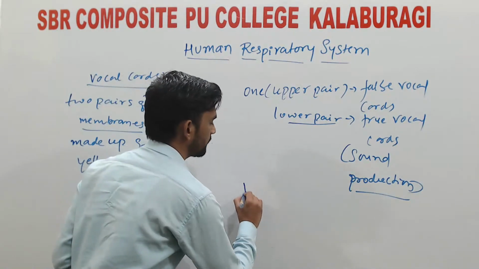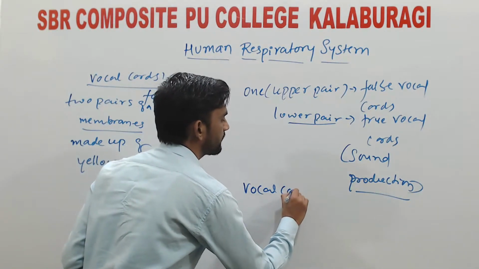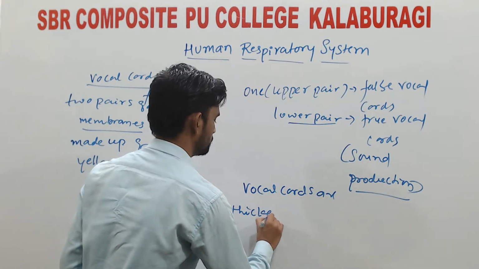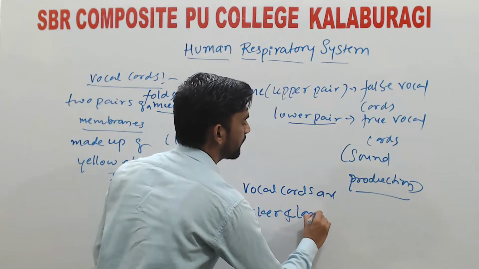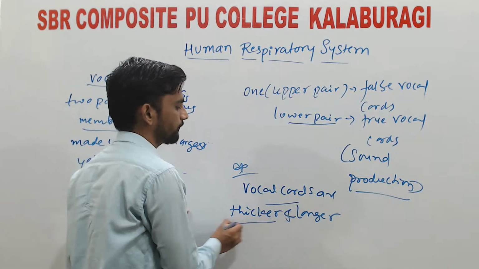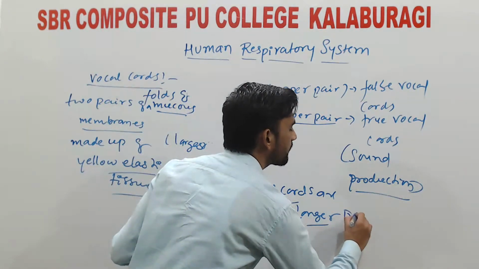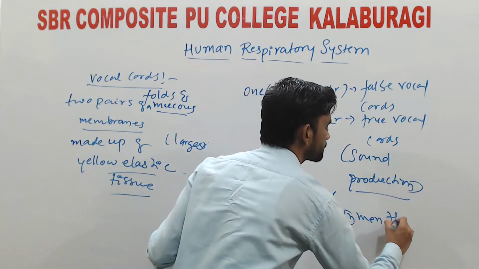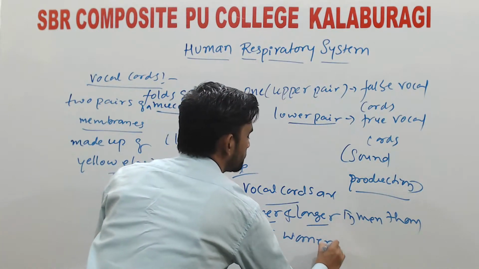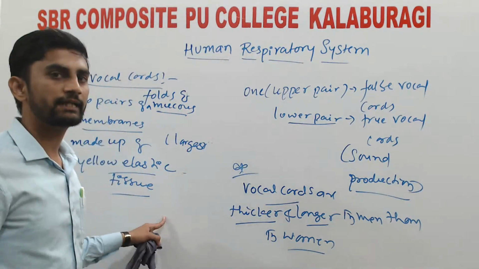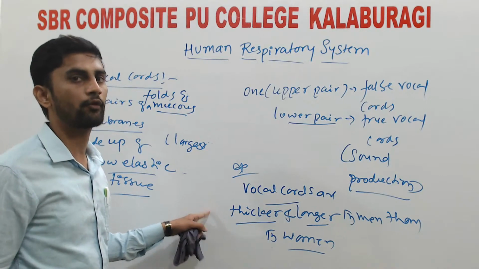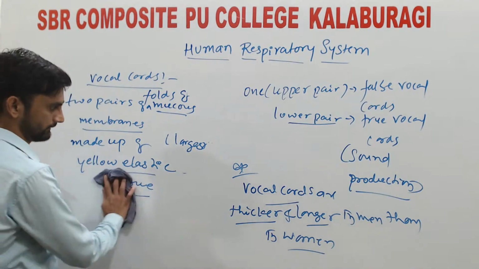And one more important thing you should remember. The true vocal cords are thicker and longer. Underline this one and put a star mark. Vocal cords are thicker and longer in men than in women. Why like this? This all depends on secondary sexual character, on hormonal regulation on reaching puberty.